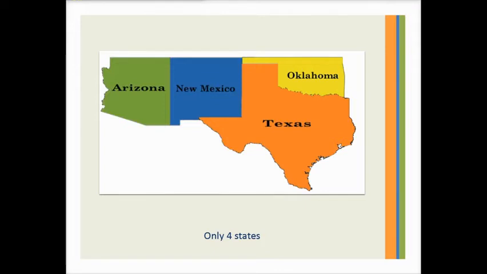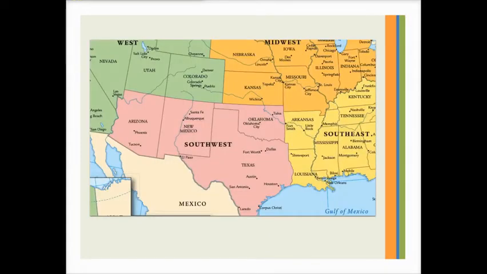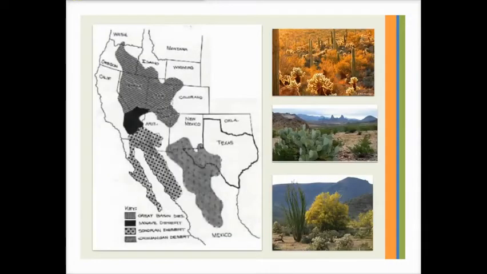Only 4. So the Southwest region stretches west from the Gulf of Mexico off the coast of Texas to the Colorado River in Arizona. Mexico borders the region on the south. Now in this picture, you're seeing deserts because the Sonoran Desert and the Chilean Desert make up a large part of the land in the Southwest.